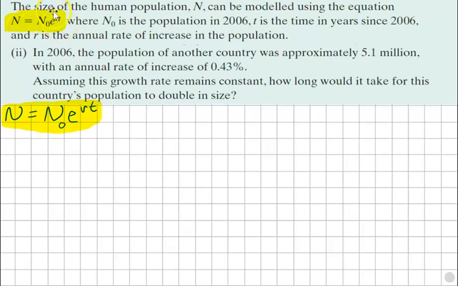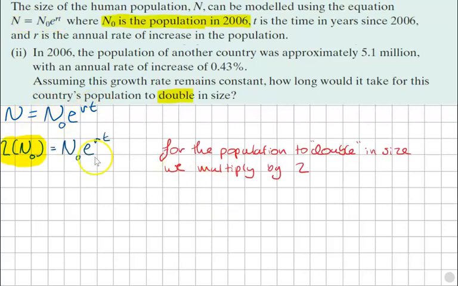So again, we start off with the formula or the equation that was given in the question. So n is equal to n0 e to the power of rt. We're going to replace n with 2 times n0. So we were told that n0 is the population in 2006. We're interested in when it doubles. So it's going to be n0 times 2. For the population to double in size, we multiply by 2. That's really important to this question.